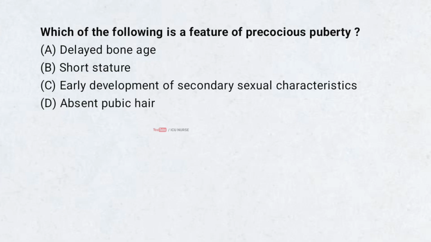Which of the following is a feature of precocious puberty? A. Delayed bone age. B. Short stature. C. Early development of secondary sexual characteristics. D. Absent pubic hair. Correct answer C. Early development of secondary sexual characteristics.